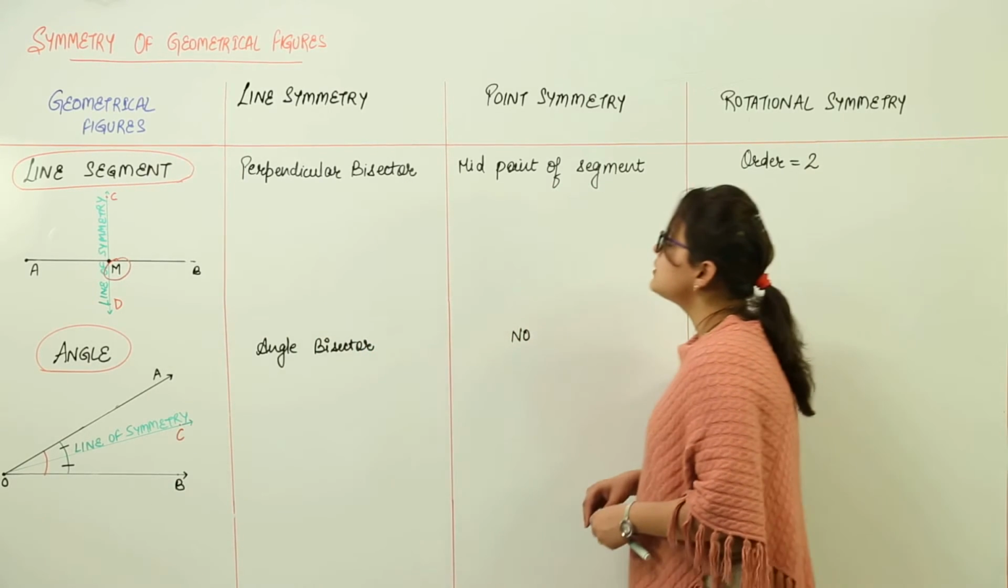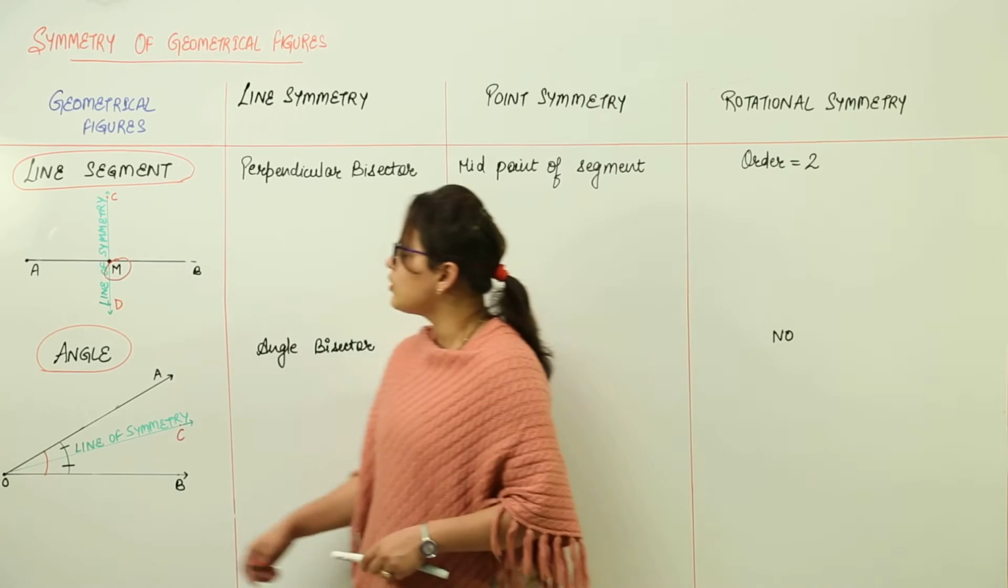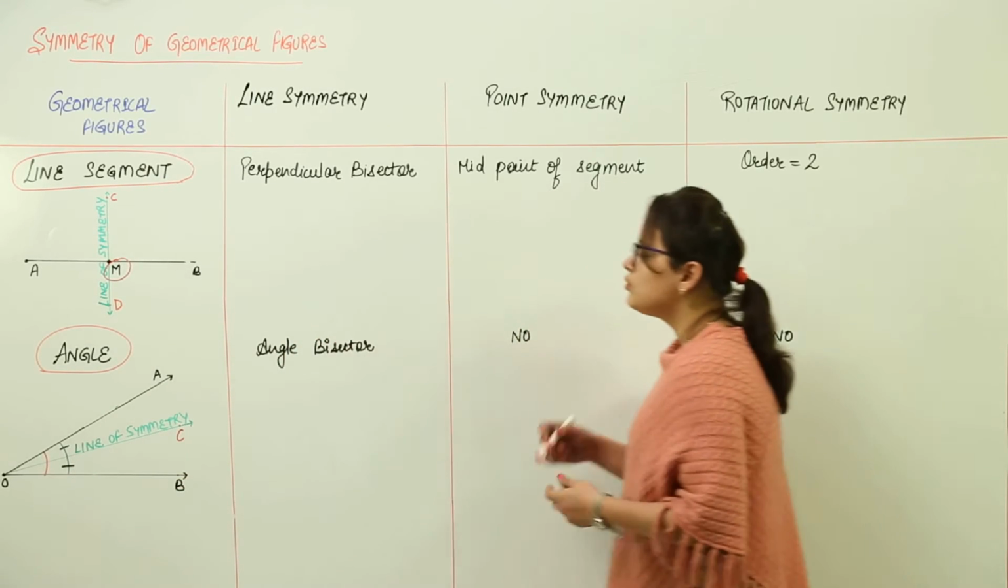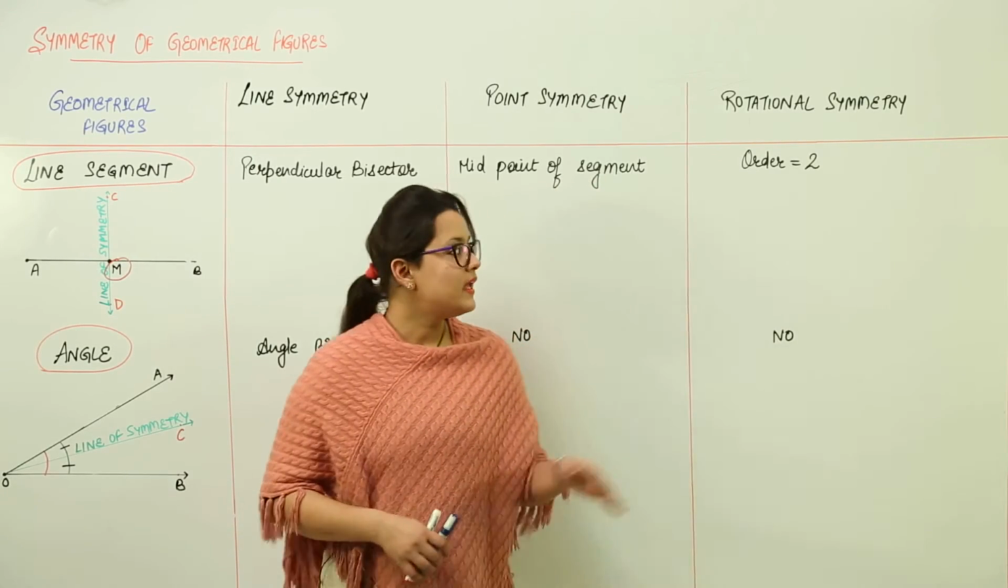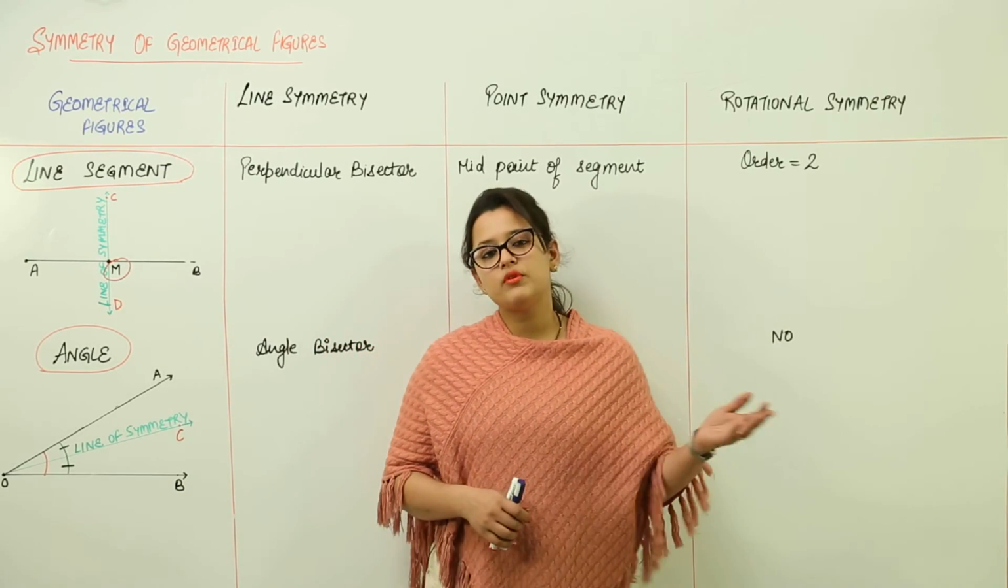Here we have another, that is point symmetry. Now what will be the point symmetry for this? We do not have any point symmetry for the angle, and we do not have any rotational symmetry. So I have written no for these.